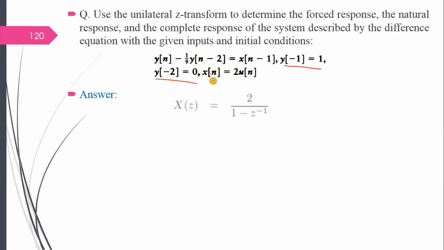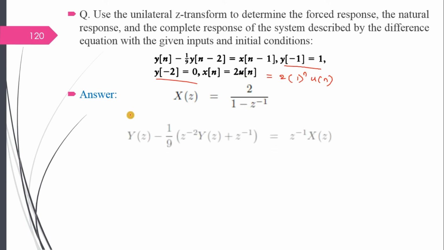The very first thing is to take x of z, because it is simple. 2 into u of n can be written as 2 into 1 raised to n u of n. So 2 is taken out. Take its ZT: 1 divided by 1 minus 1 into z inverse. 1 can be skipped. So this is x of z.